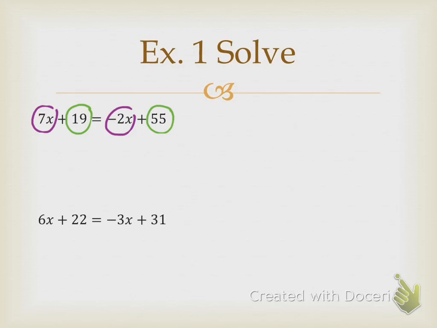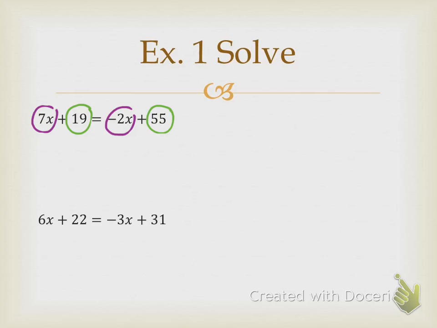Now look at these two sets of like terms. My 7x and negative 2x, they're on opposite sides. My 19 and my 55 are on opposite sides. That's not a big deal for us. We know how to move things. We do inverse operation. Still the exact same thing. This is the one thing that you've got to remember, though. We want to get all of our variables on one side and all of our numbers on the other. Now, it doesn't matter which side, as long as the variables are on one side and the regular numbers or the constants are on the other.